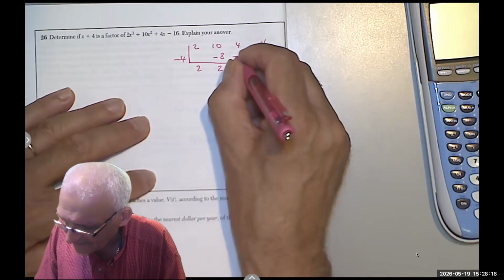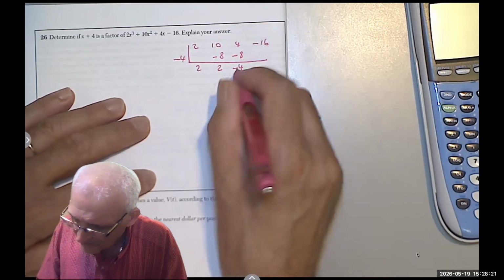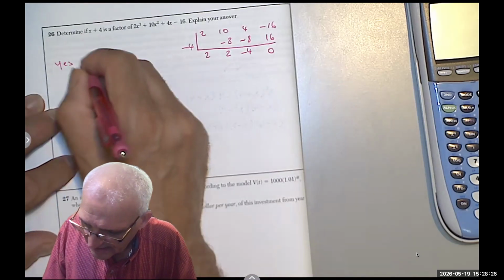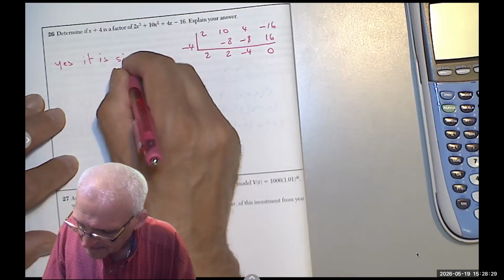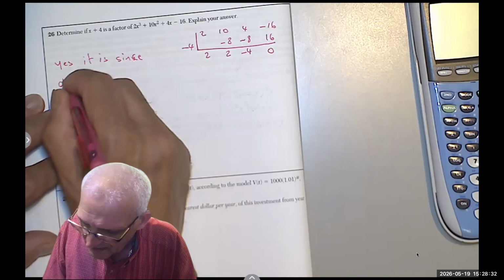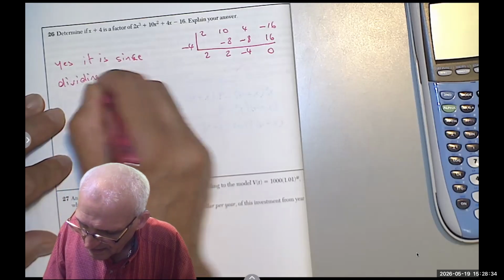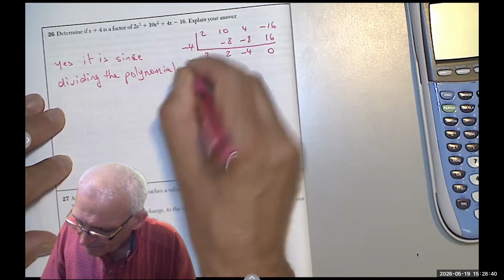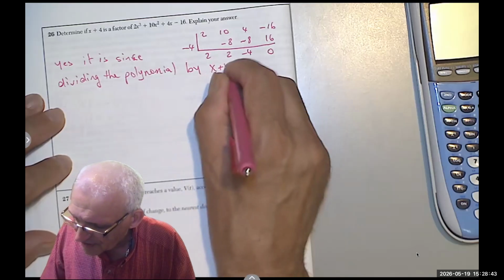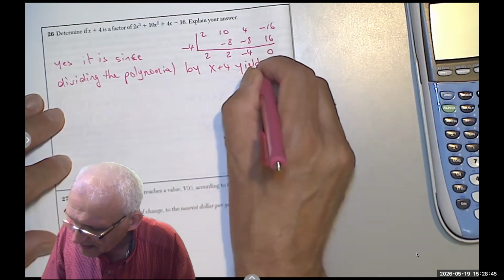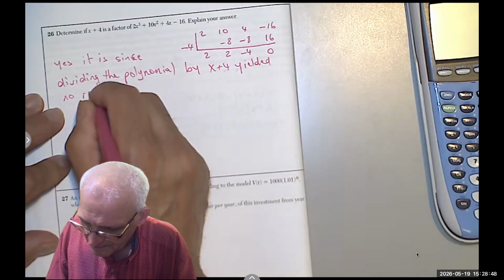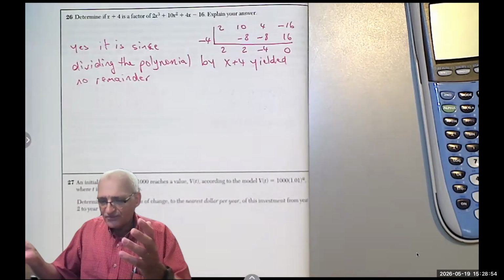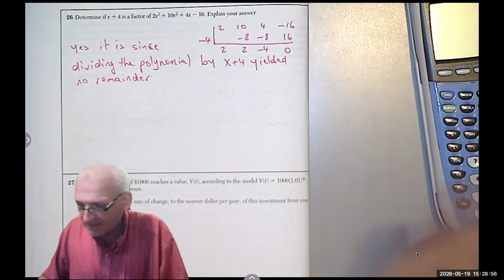Times negative 4 is negative 8. When I add them, I get negative 4. Negative 4 times negative 4 is positive 16. The remainder is 0. Yes, it is. Since dividing the polynomial by x plus 4 yielded no remainder, that means it's divisible by that, right? When you divide any 2 numbers, if you don't get a remainder, it means it's divisible by that.